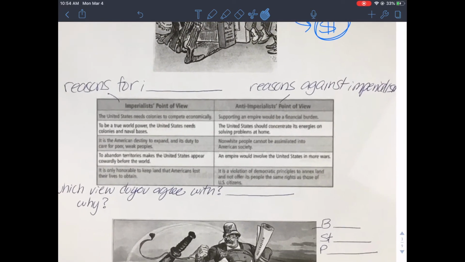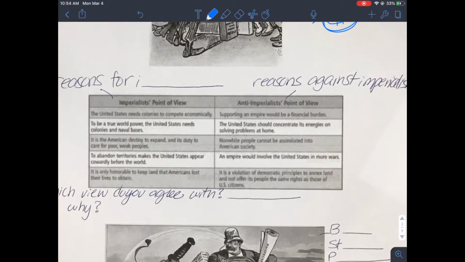Here are some different viewpoints for imperialism and some reasons against imperialism. You could take a moment, read through this. I would pause the video and say which one do you agree with and why.